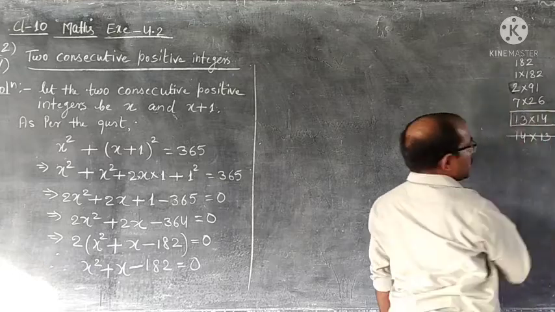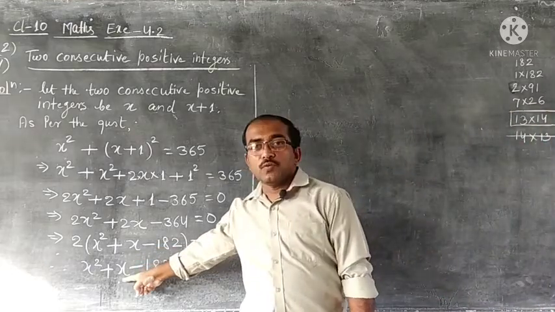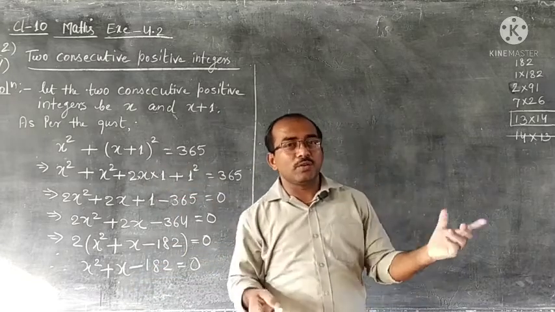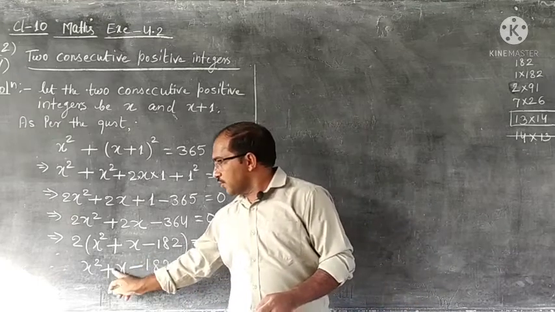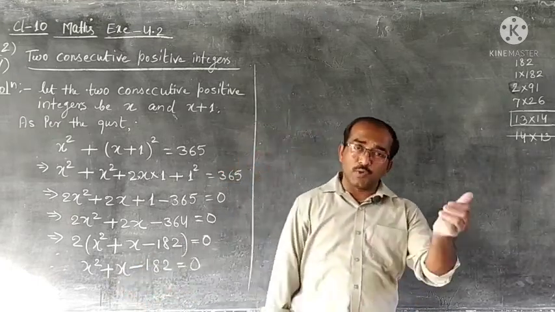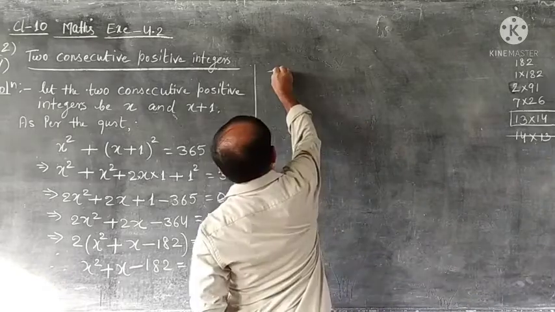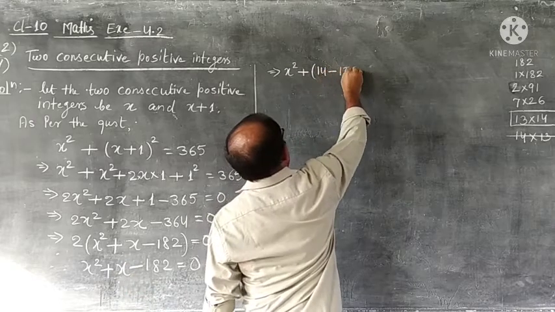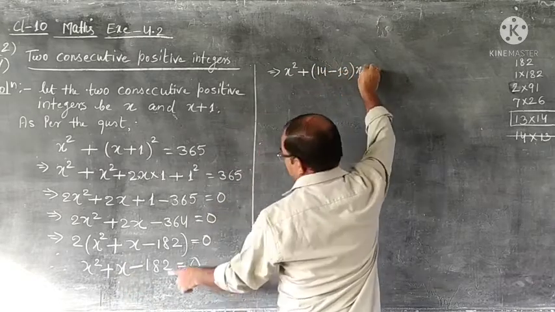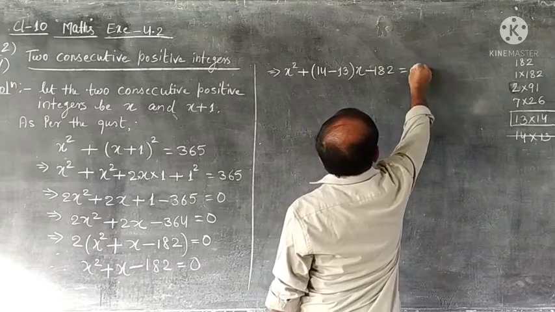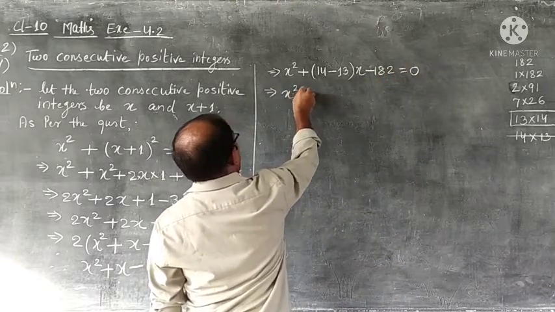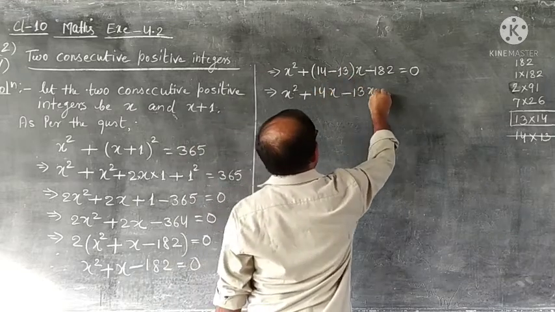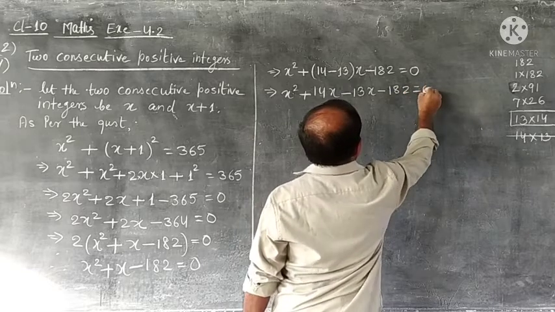We need to get what? The middle term is 1x. In the last question I remember it was 27x, so we needed 13 plus 14. But here we need the middle term 1x. So what shall we do? 14 minus 13. So let's do that. X square plus 14 minus 13 into x minus 182 is equal to 0. So x square plus 14x minus 13x minus 182 equal to 0.